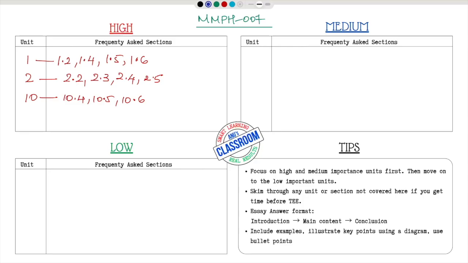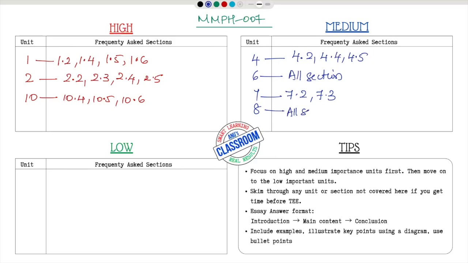Now moving forward to the medium importance units. These are unit 4, 6, 7, and 8. From unit 4, the frequently asked sections are 4.2, 4.4, 4.5. From unit 6, actually, all sections are important. All sections carry equal weightage. I cannot tell you to skip anything. From Unit 7, though, I can tell you mostly questions get asked from 7.2 and 7.3. Similarly, just like Unit 6, in Unit 8 also all sections are important. All sections are equally important, I must say.